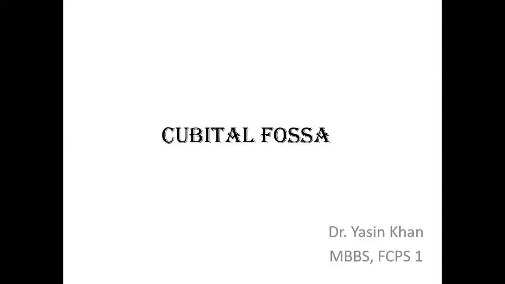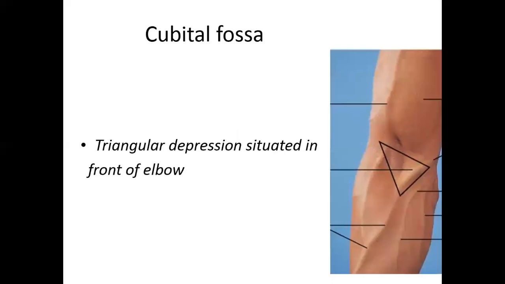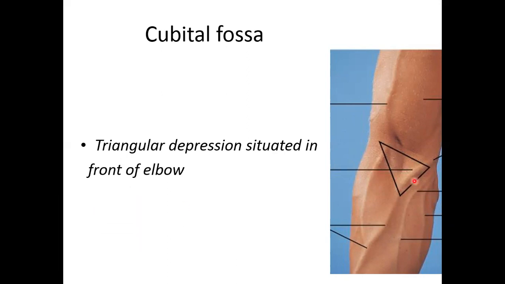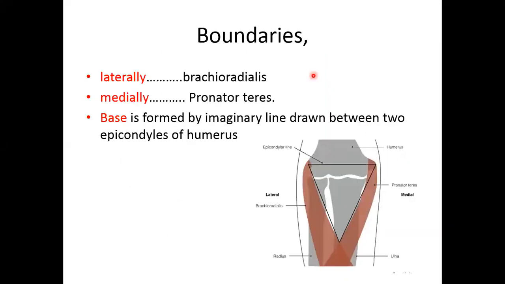Today we will be talking about an important anatomical region of the upper limb, the cubital fossa, with its clinical importance. The cubital fossa is basically a triangular depression lying on the front of the elbow joint, right? This is the elbow region, and this triangular depression in front of the elbow joint is known as the cubital fossa. It has got three boundaries like the three sides of a triangle.